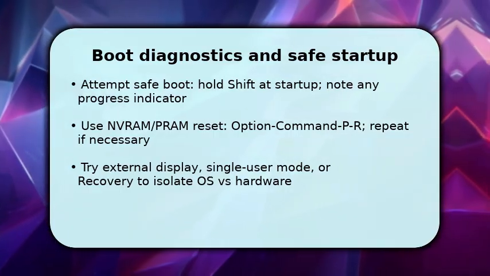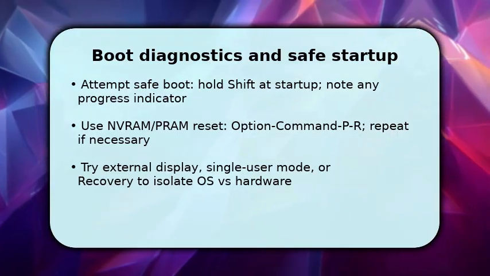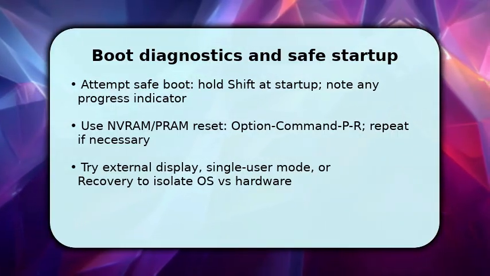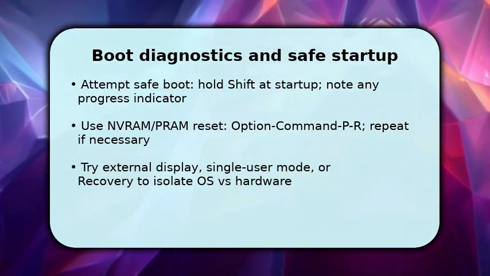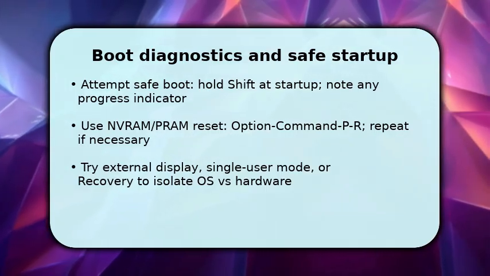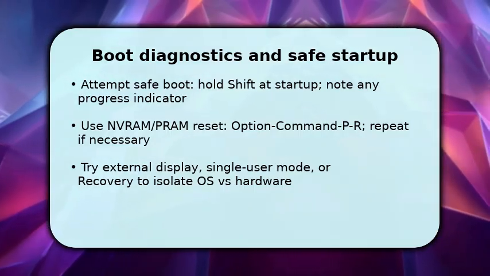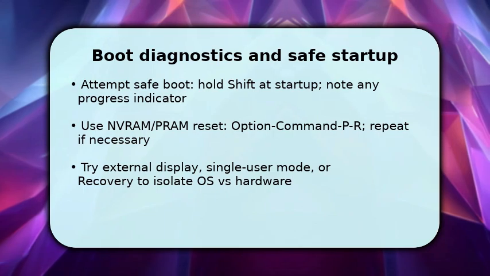Then reset NVRAM/PRAM with Option Command P R to clear display and boot settings, which can restore a black screen. If that fails, connect an external display and try recovery or single-user mode to determine whether the Mac OS is corrupt or a display/graphics subsystem is failing.